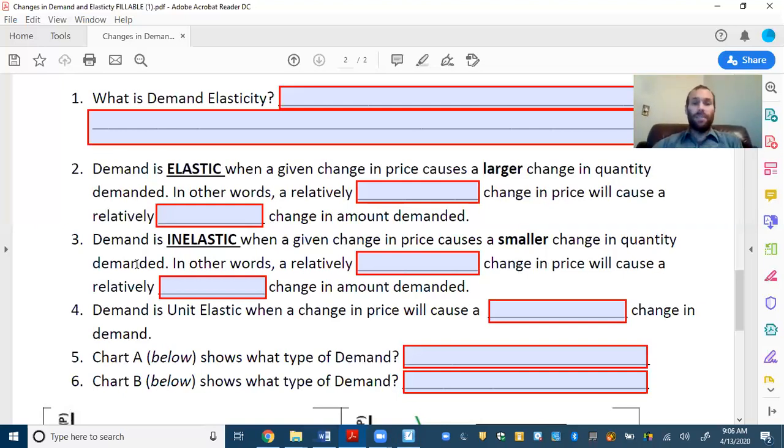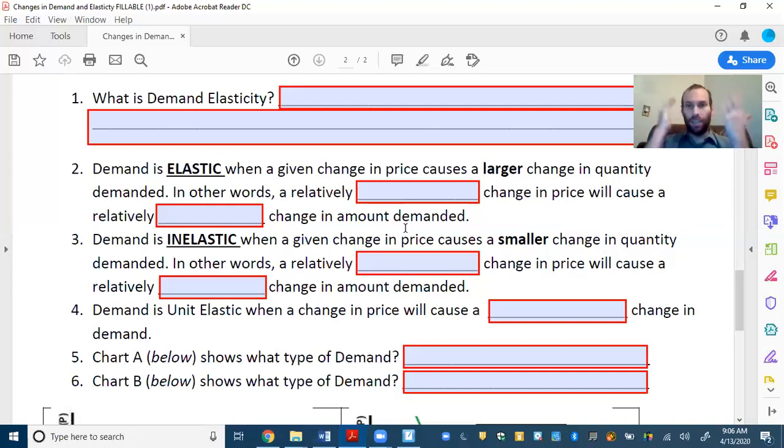So what that means is this: in other words, a relatively large change in price or pull, if you want to have that little mnemonic device, will cause a relatively small change in the amount demanded. That means I can change a price a lot, but people still buy about the same amount.